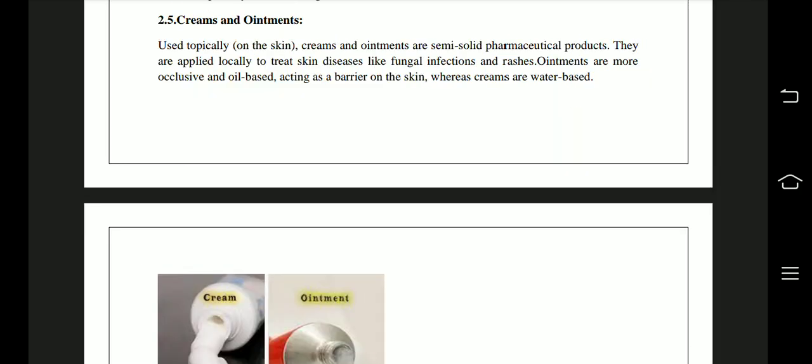Now I would like to discuss creams and ointments used topically on the skin. Creams and ointments are semi-solid pharmaceutical products. They are applied locally to treat skin diseases like fungal infections or rashes. Ointments are more occlusive and oil based, acting as a barrier on the skin, whereas creams are water based.